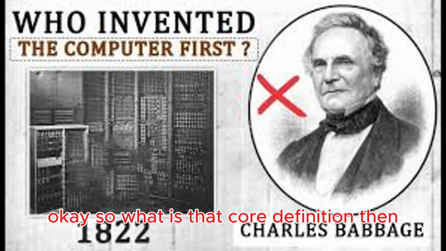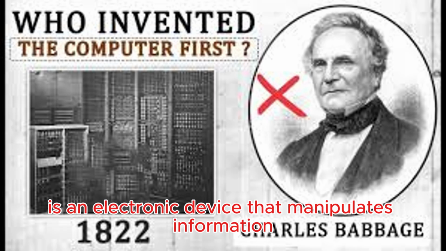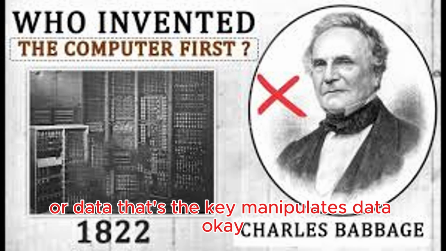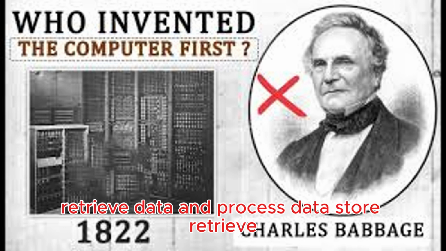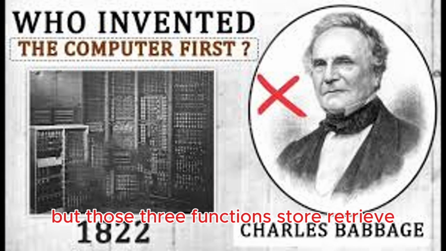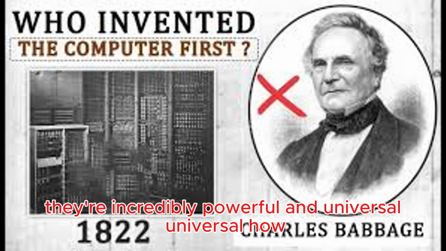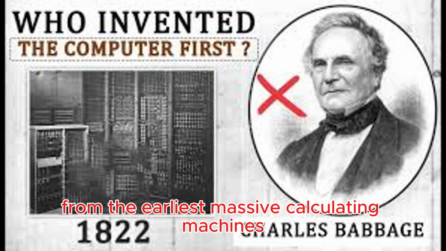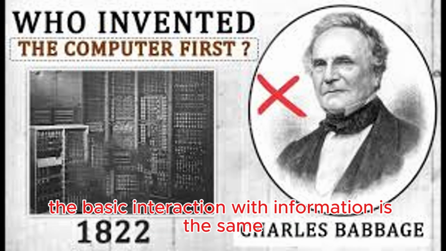Okay, so what is that core definition then? At its heart, a computer is an electronic device that manipulates information or data. That's the key. And its main abilities are to store data, retrieve data, and process data. Store, retrieve, process. Sounds simple enough. It does sound simple, but those three functions are incredibly powerful and universal. Universal how? It means that from the earliest massive calculating machines right up to today's experimental quantum computers, the basic interaction with information is the same.